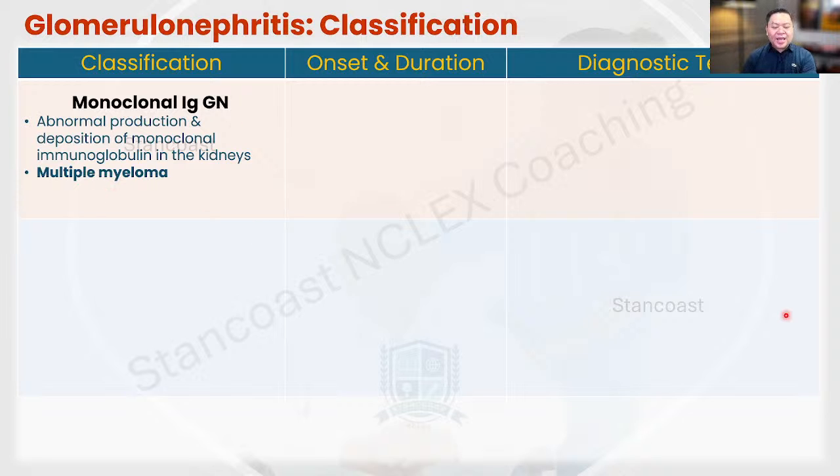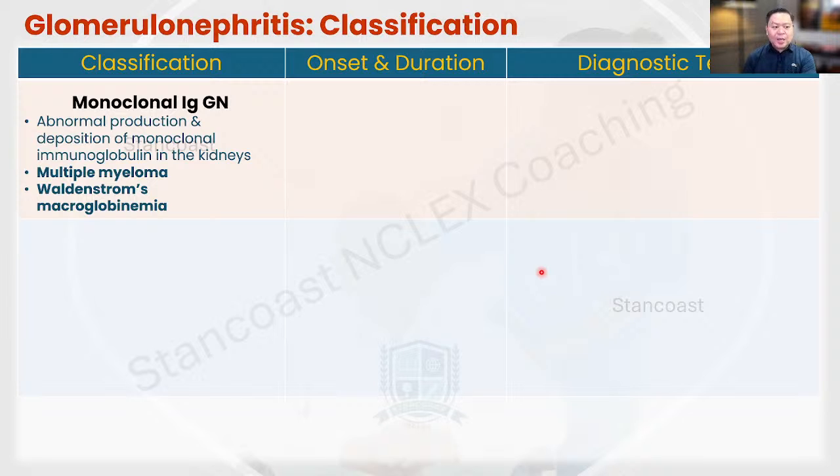Now, another case that is associated with that is Waldenström's syndrome. We call this Waldenström macroglobulinemia. This is another kind of cancer where the abnormal white blood cells will produce excessive amounts of a specific immunoglobulin called IgM, immunoglobulin M, and these are also going to collect inside the kidneys.